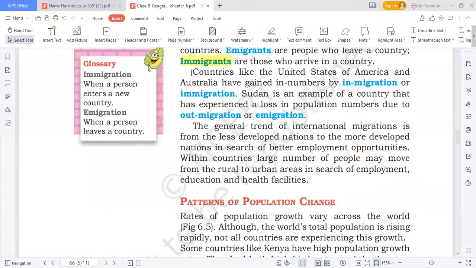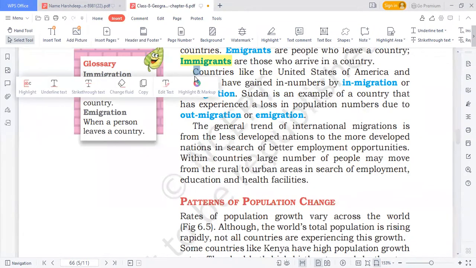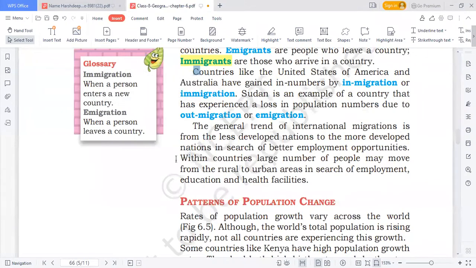Next, we proceed towards developed countries like the United States of America, Australia, England, France, Russia, Canada. They gain a large number of in-migrants from other countries. Such new population reaching Canada are known as immigrants for them.